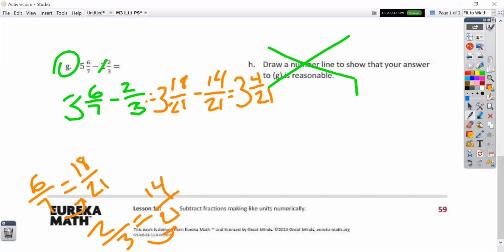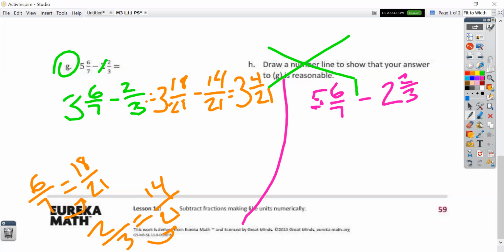Now let me change my color here. And I'm going to do a different way on the right-hand side. And in this way, we convert everything to a mixed or improper fraction. So let's see, come on, stylus. 5 6/7 minus 2 2/3. So what we want to do is we want to convert this into an improper fraction.